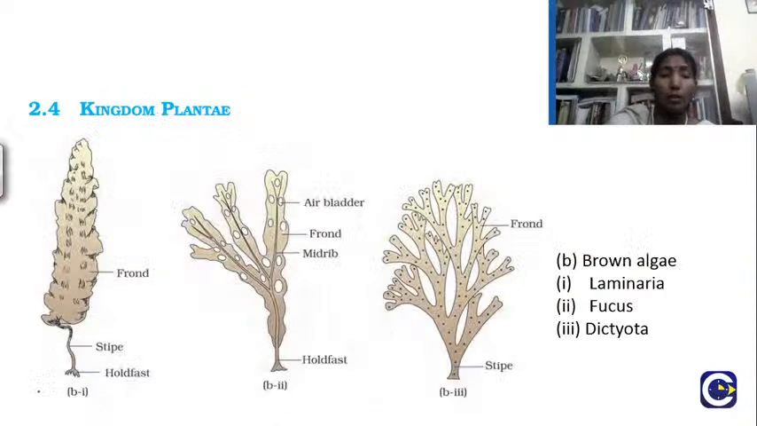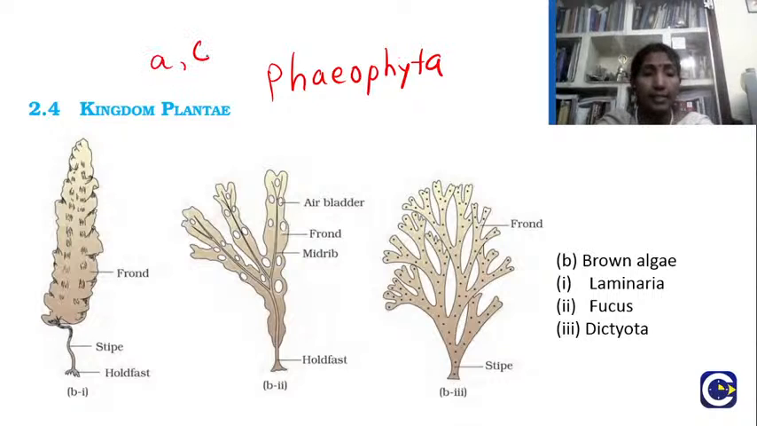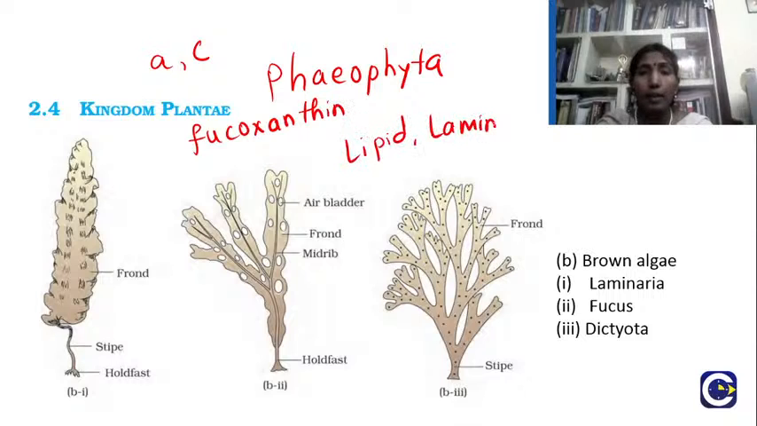Then we have what is called the brown algae. They belong to Phaeophyta. When I say brown algae, you should immediately think of chlorophyll A and C. They have a special chemical, the fucoxanthin. That is the color. The storage material here is lipid and laminarin. They are multicellular. So Laminaria, Fucus, and we have the Dictyotales and all that.